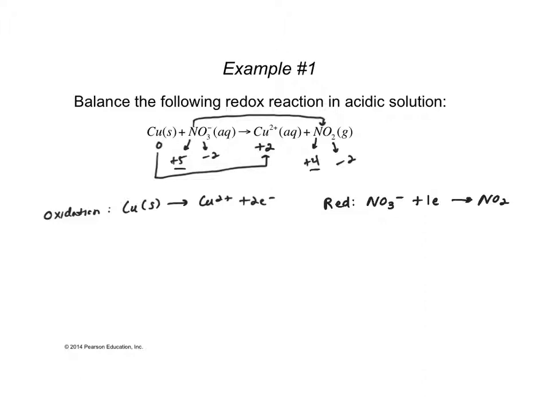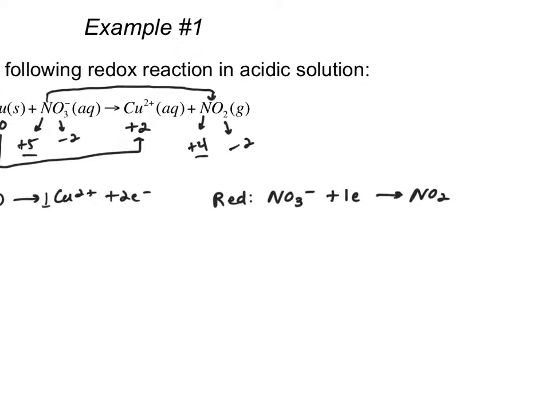Now we're going to balance with respect to mass. The first thing we look at is any element other than oxygen or hydrogen. For our oxidation half reaction, do we have any element other than copper? Electrons don't count, so just ignore them. Right, so we only have copper. Is copper balanced with respect to mass here? We have a 1 and we have a 1, so are we good? Yes, okay, so we move on. Oxidation half reaction is done.